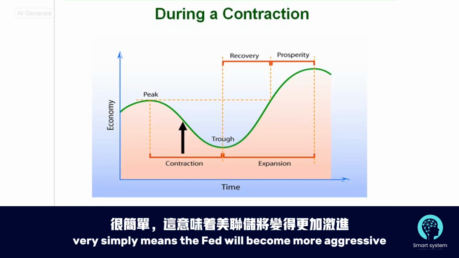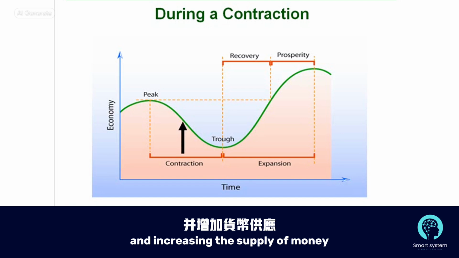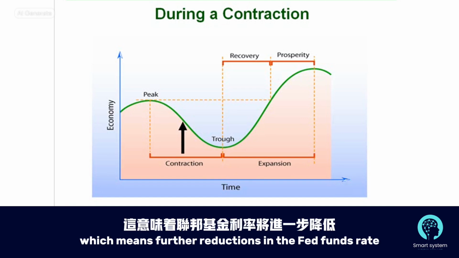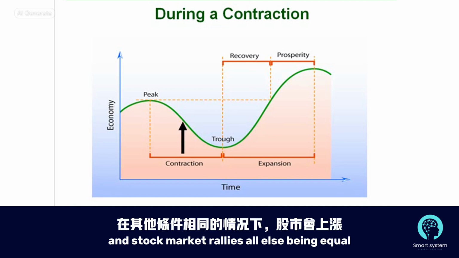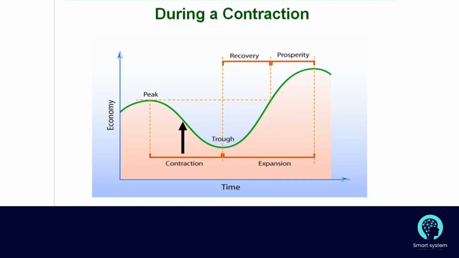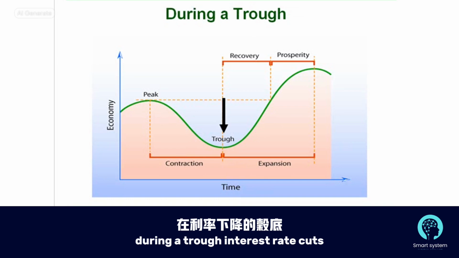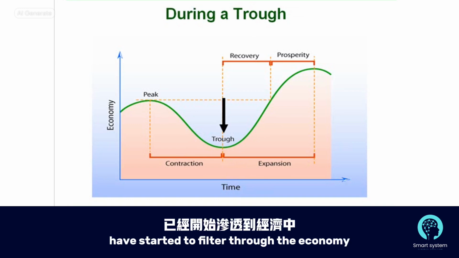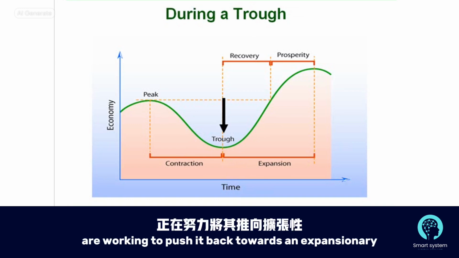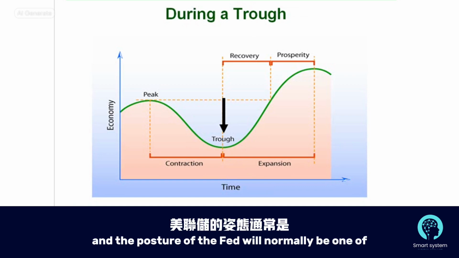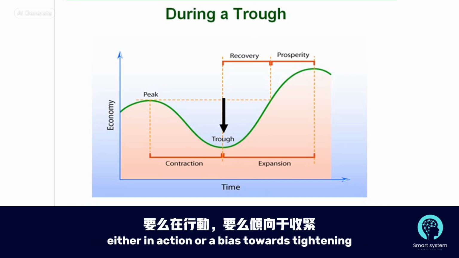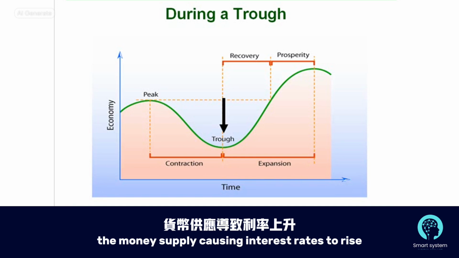Very simply, this means the Fed will become more aggressive in increasing the supply of money, which means further reductions in the Fed funds rate, which means a pickup in economic growth, and stock market rallies, all else being equal. During a trough, interest rate cuts have started to filter through the economy, and are working to push it back towards an expansionary period. During this time, the balance will normally begin to shift back towards price stability, and the posture of the Fed will normally be one of either inaction or a bias towards tightening the money supply, causing interest rates to rise.